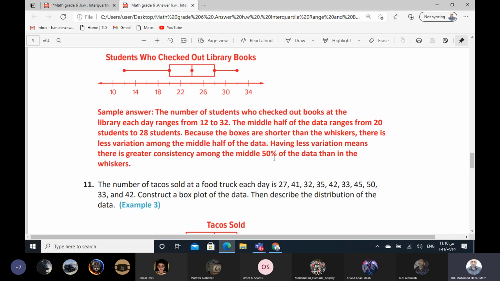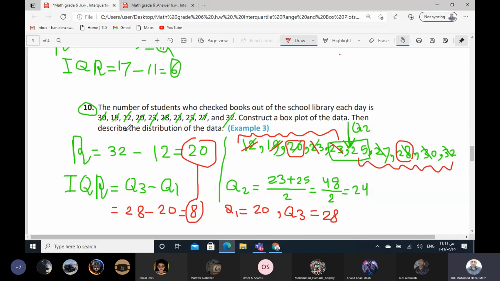the boxes are shorter than the whiskers. When the boxes are shorter than the whiskers, there is less variation among the middle half of the data, and less variation means there is greater consistency among the middle 50% of the data than in the whiskers. Okay.